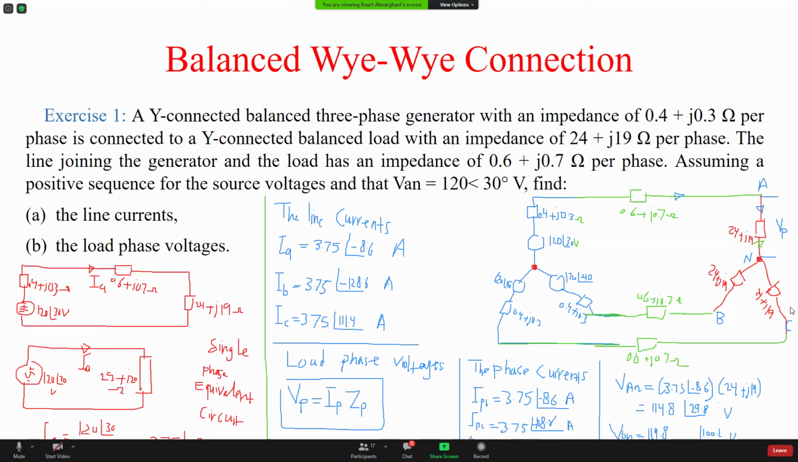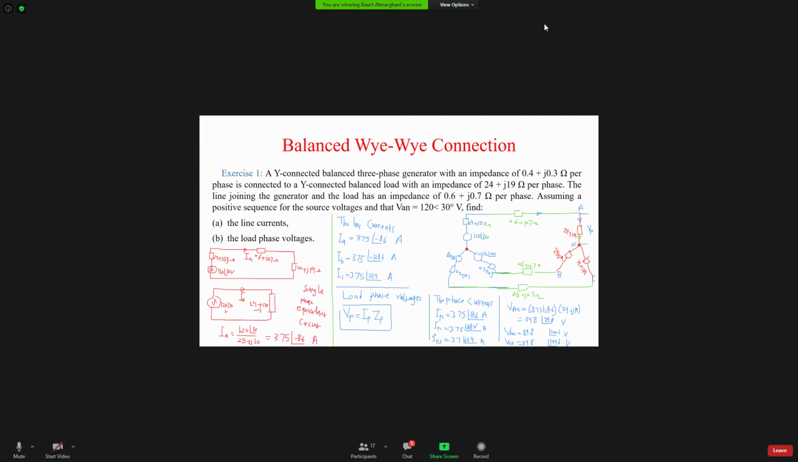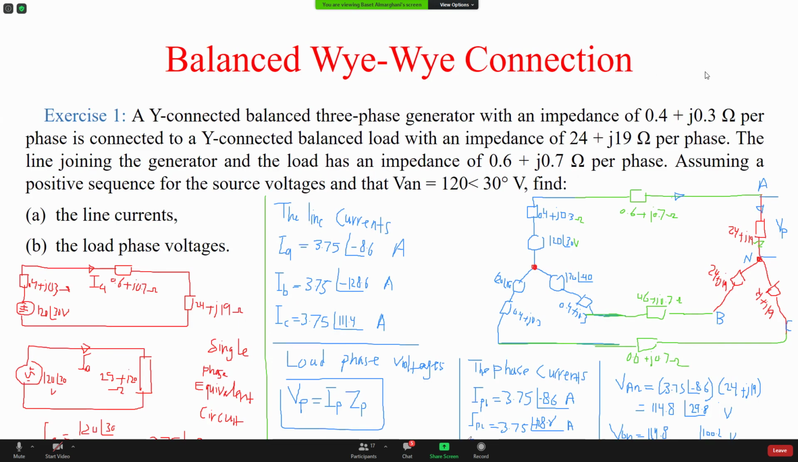Okay. This question is important. Y-to-Y connection is important. The analysis is not difficult. Finding the line current, you take a single phase, you find it. Then once you have one line current, you can find the other line currents, you can find the phase currents, you can find the phase voltages, you can find whatever you want.